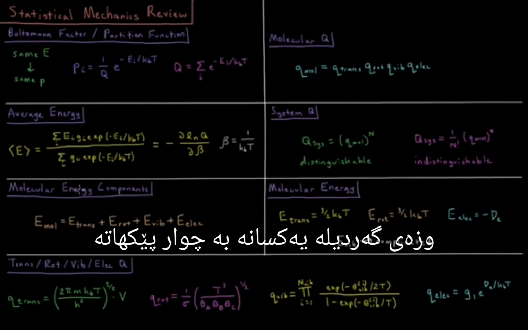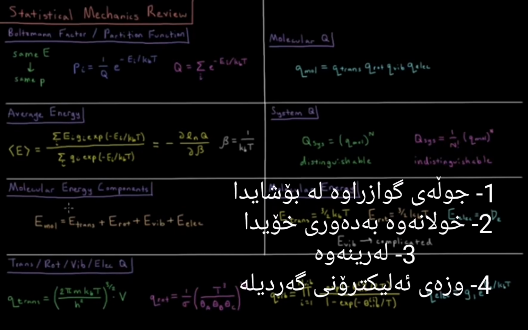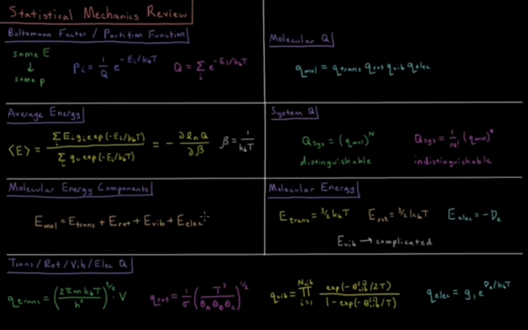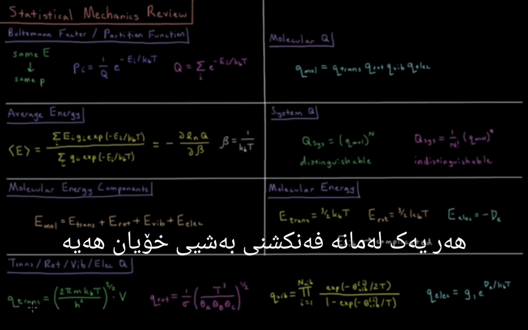So moving on to molecules, the energy of a given molecule is equal to 4 components: translations, moving through space; rotations, rotating around itself; vibrations, internal back and forth vibrating; and the electronic energy of the molecule. So each of these has their own partition function.